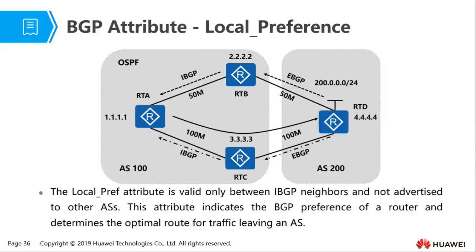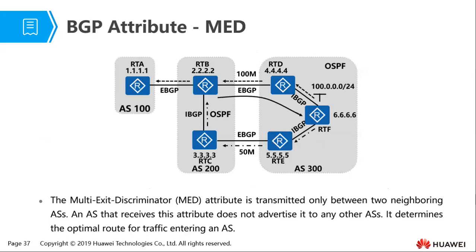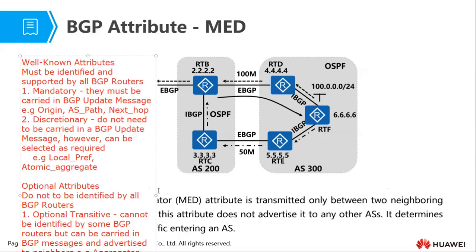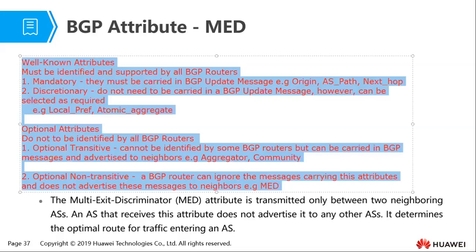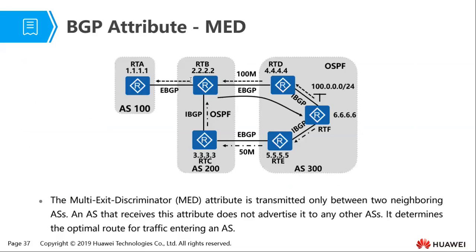Let's move on and look at another attribute, what we call the multi-exit discriminator, MED. This is an example of an optional non-transitive attribute. A BGP router can ignore the message carrying this attribute and does not advertise this message to the neighbors. So that is the optional non-transitive, MED, multi-exit discriminator.